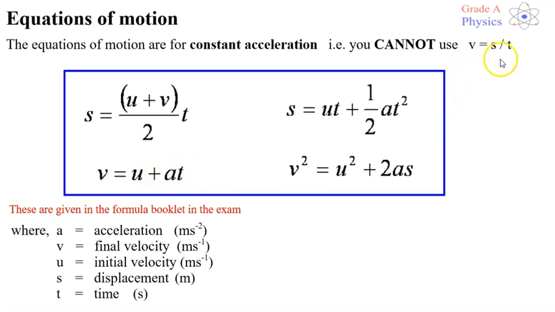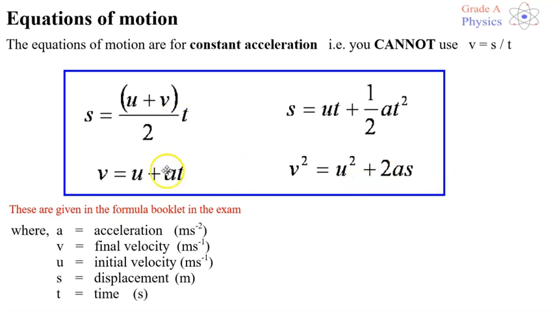So very importantly, if we do have constant acceleration, you cannot use v equals s over t. And this is a very common mistake that a lot of students make: we have an accelerating situation, an object is accelerating, and they calculate v equals s over t. So that's not going to work.